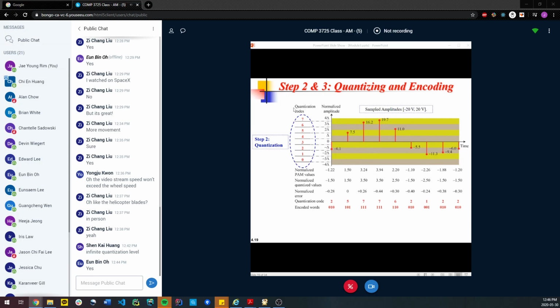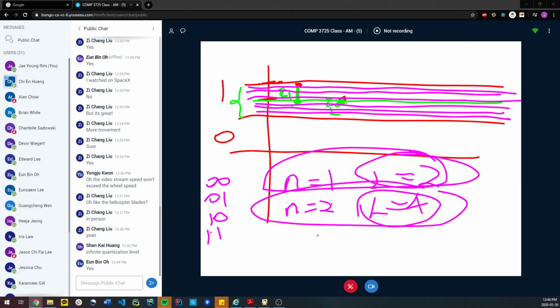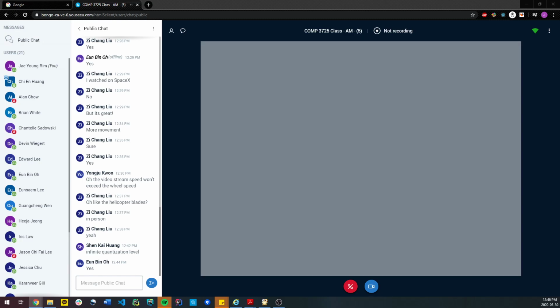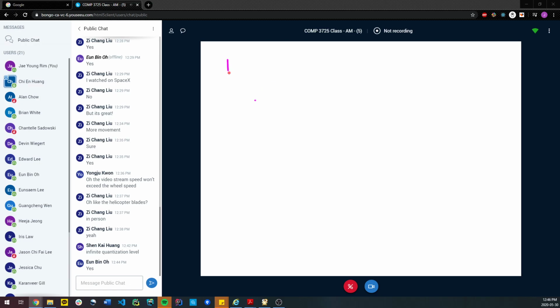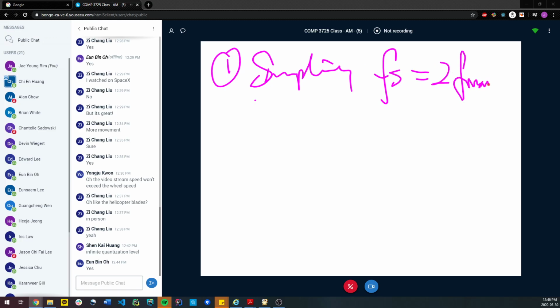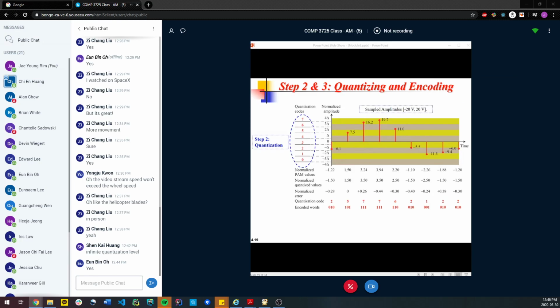And the question now is this. If I know that f_s must be at 2 times f_max, so in terms of sampling, f_s must be at 2 times f_max, then the question is, how do I do quantization? Well, it turns out there is a rule of thumb we can actually follow. We can say this: I know now that I've requantized this. I know that this is not perfect.